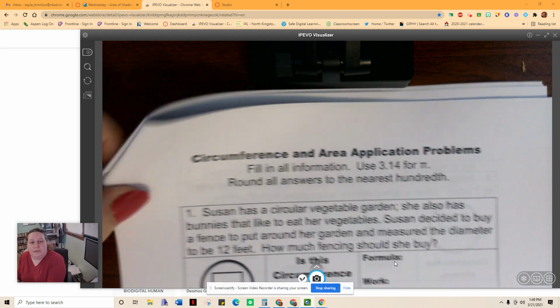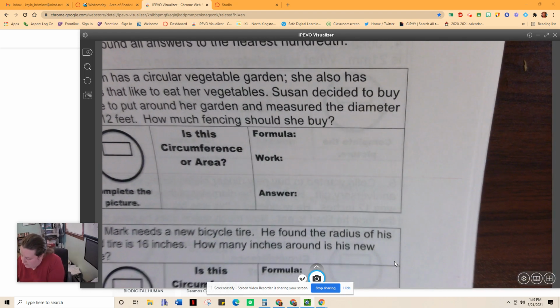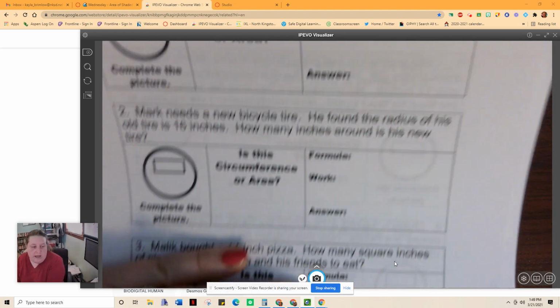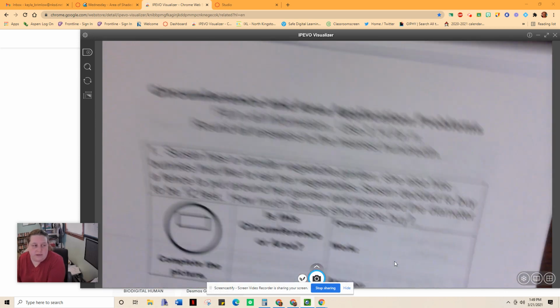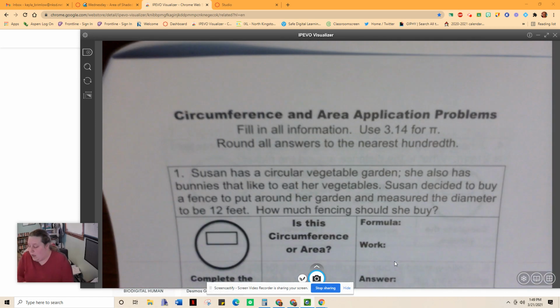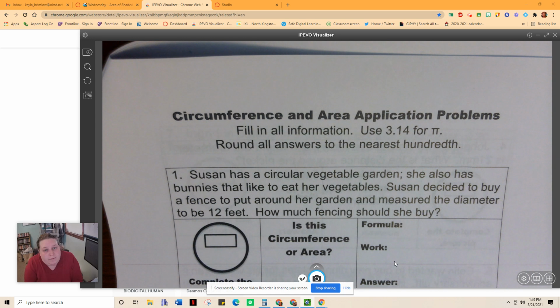So if you have the packet, you can turn to page 13. I apologize that these are not numbered, but page 13 looks like this, and we're going to do these first three problems together. If you don't have the packet, I've linked this PDF to Canvas so you can print it out and go along with me.